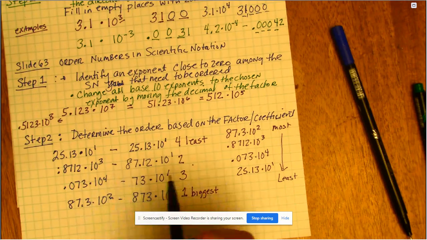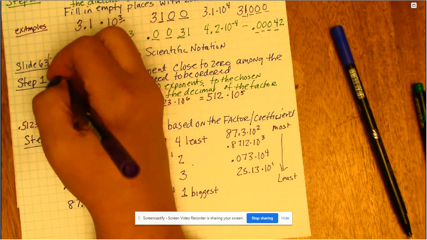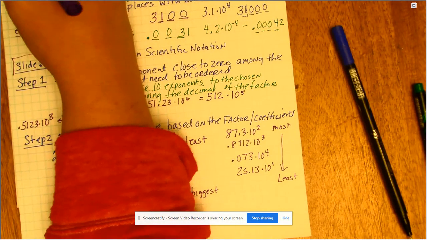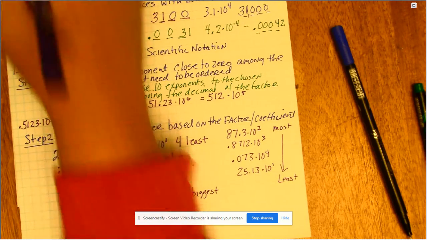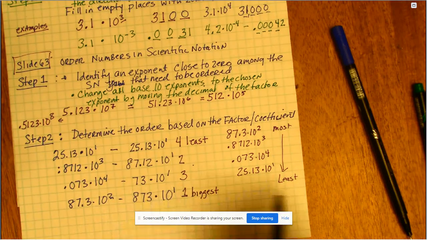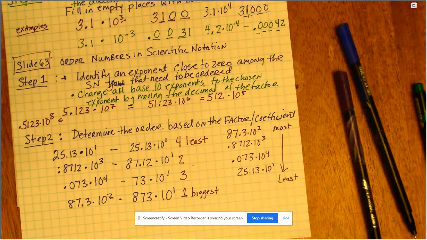Did we put that on there? Yes, slide 63 for ordering, slide 59 for converting, and you have your GPs that you have to do your guided practice in there as well.